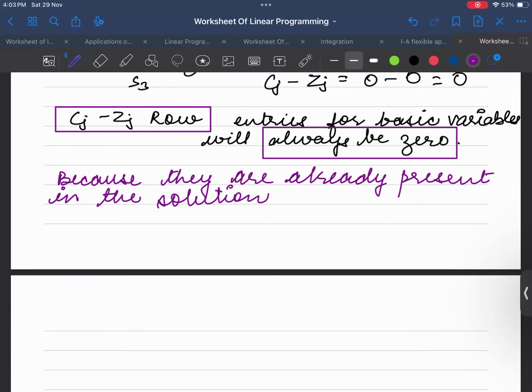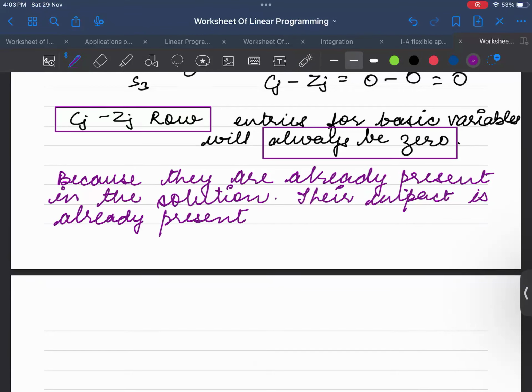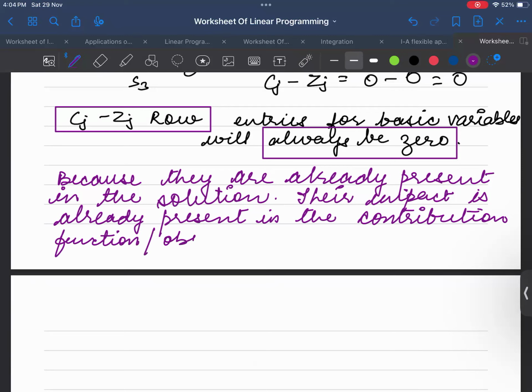Right? And their impact is already considered, is already present in the contribution function, or in the objective function.